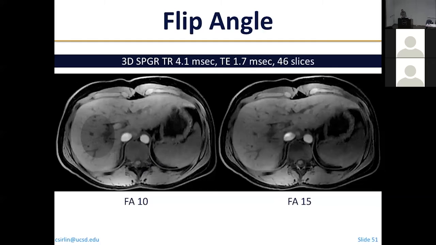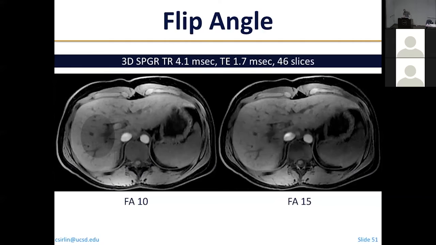Let me do that again. This image has lower signal than this image, and if you don't believe me, there is the proof right there. So with flip angle, as the flip angle goes up, the T1 weighting goes up. The signal to noise also goes up to a certain point, and then peaks and then starts to come back down.